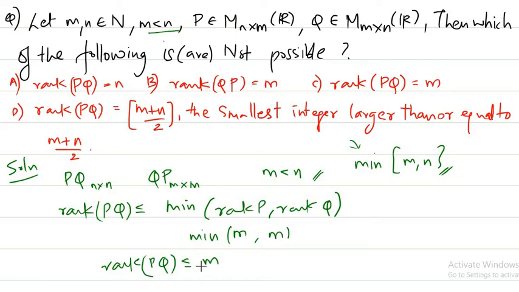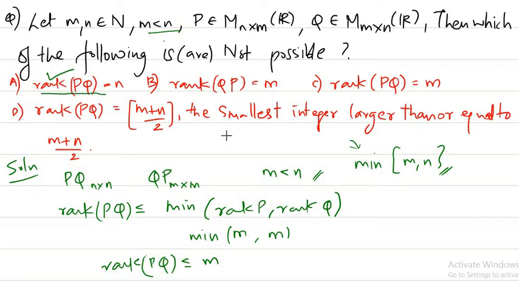So in that case, which option can be taken out? This option, because the rank of PQ can never be n, as it can take the maximum value m, and m is strictly less than n, right? So this option is not true, so this is actually one of our correct options. We don't know about the others, but this is one of the correct options, because this is not possible.